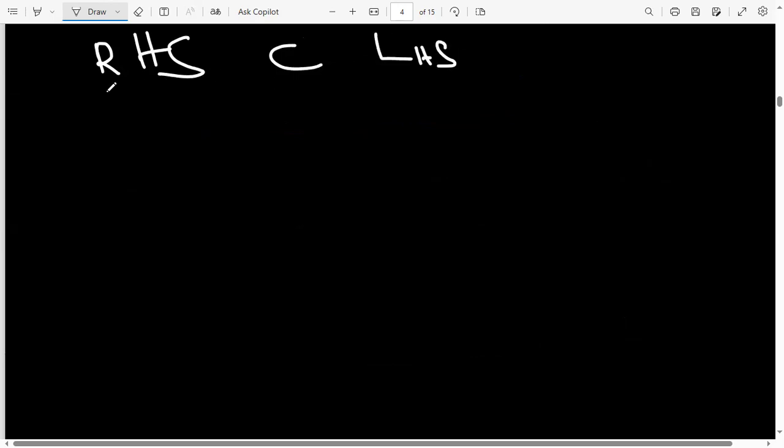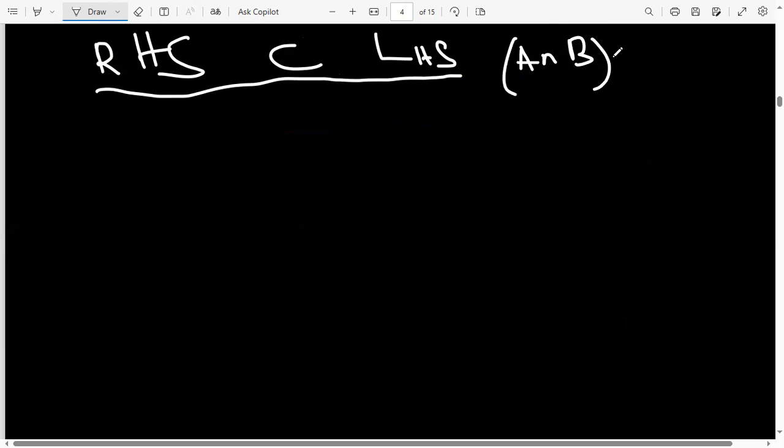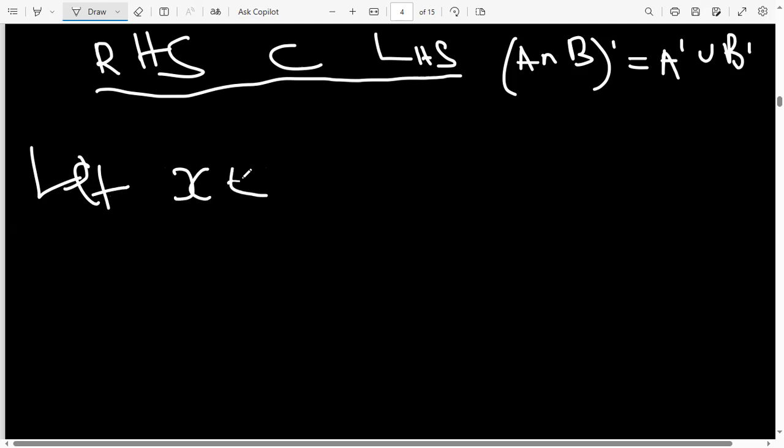So it means we are going to start with what we have on the right-hand side, okay? So remember our expression is like this: the complement is equal to A complement union what? B complement. Okay, so we are going to start with this expression that we have on the right here. So we are going to say, let X be a member of A complement union B complement.